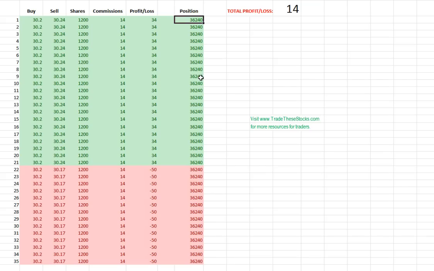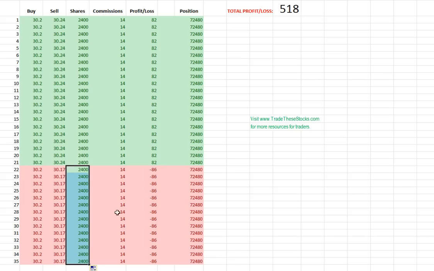So let's say this person wants to increase his position size, and let's say he wants to double it. Instead of 1,200 shares, he goes up to 2,400 shares, and let's make all of these cells have the same position size. Now, instead of trading $36,000, we are trading $72,000. From flat, we are making $500 a day.